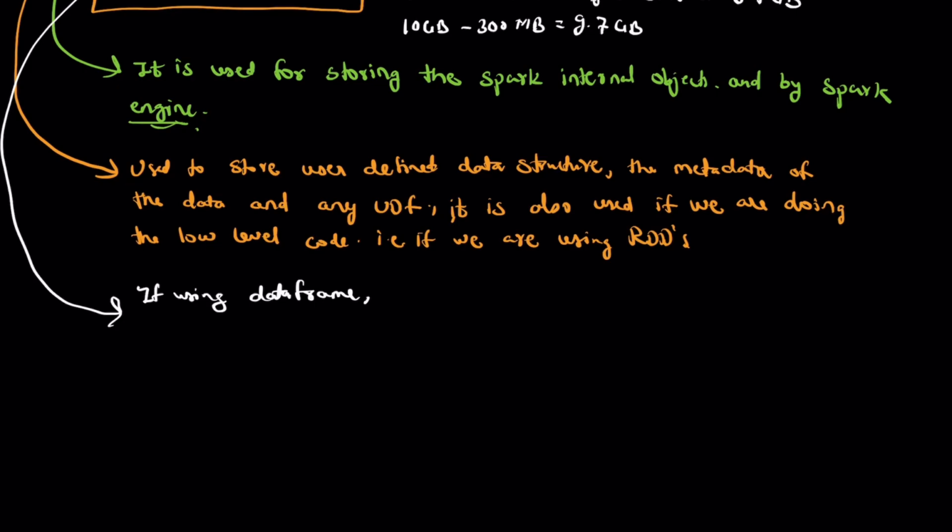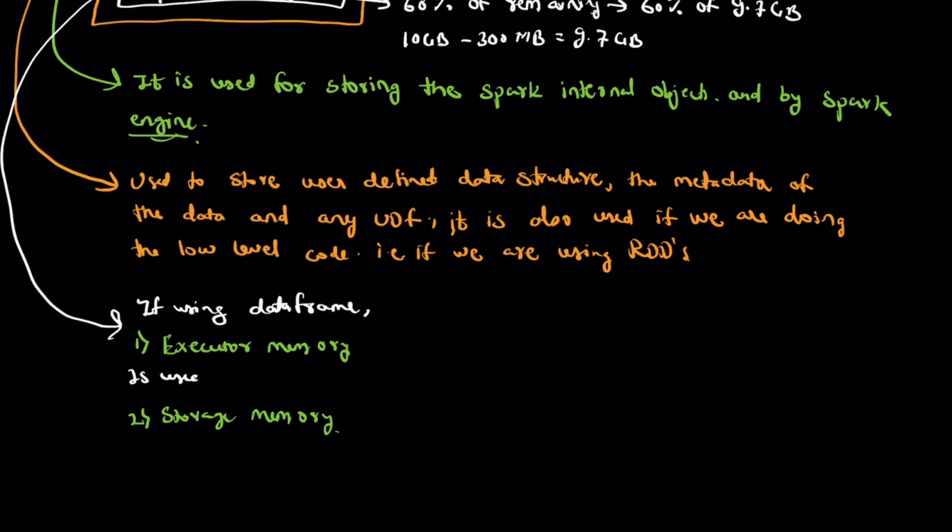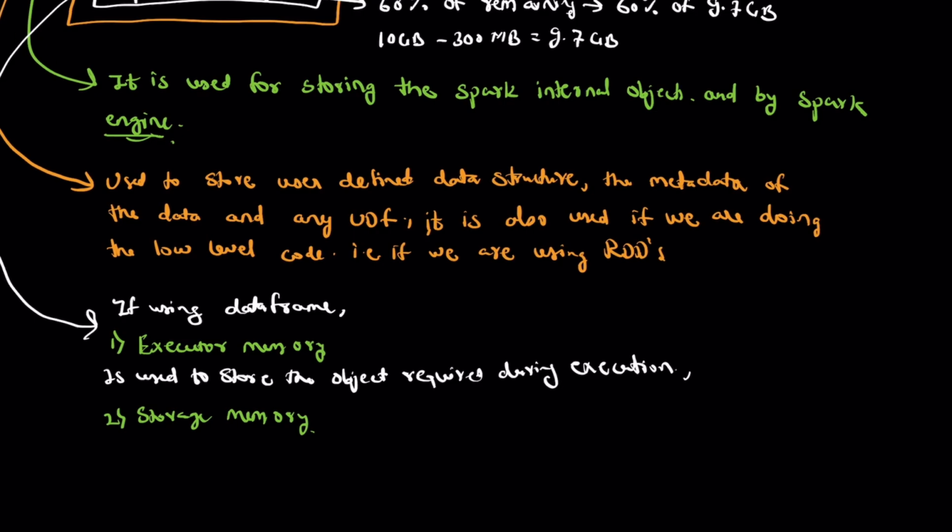Now let's see Spark memory. If using DataFrame, Spark memory is utilized. Also, Spark memory is divided into two parts. First one is executor memory, and second one is storage memory. Executor memory is used to store the objects required during execution.